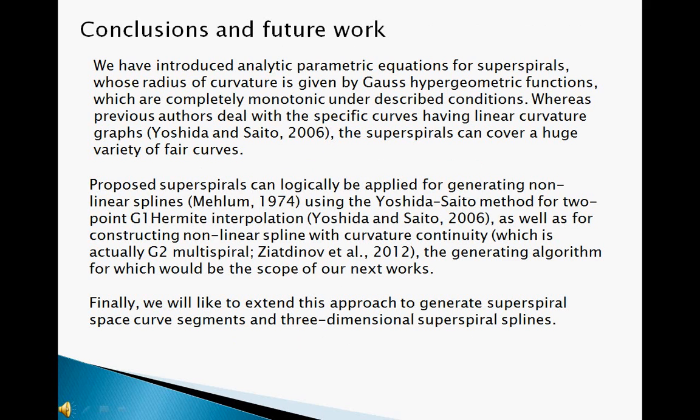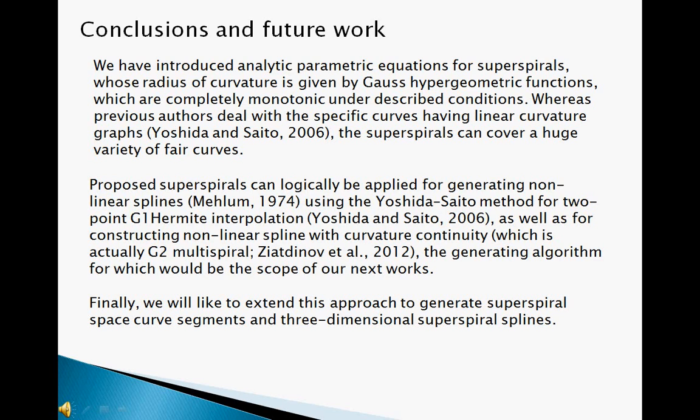Conclusions and future work. We have introduced analytic, parametric equations for superspirals, whose radius of curvature is given by Gauss hypergeometric functions, which are completely monotonic under the described conditions. Whereas previous authors deal with specific curves having linear curvature graphs, the superspirals can cover a huge variety of fair curves.